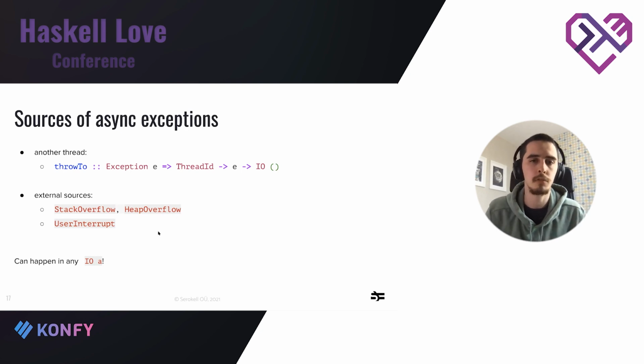The tricky thing about asynchronous exceptions is that they can happen in any IO action. So even if you are sure that you are running an IO action that doesn't throw any exception, you still can't be sure that it won't be interrupted by an exception because it may be thrown asynchronously.